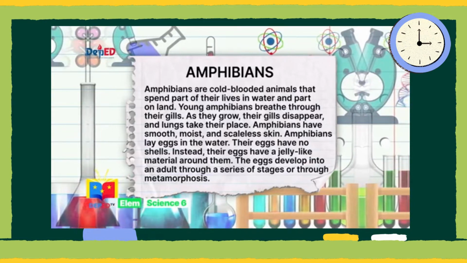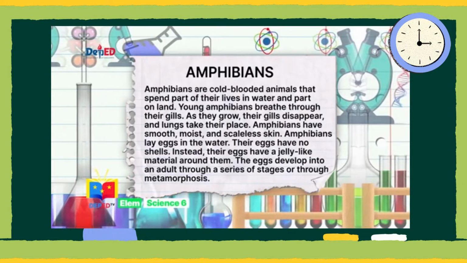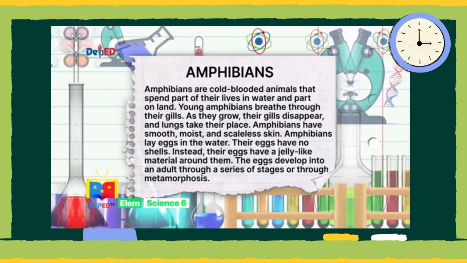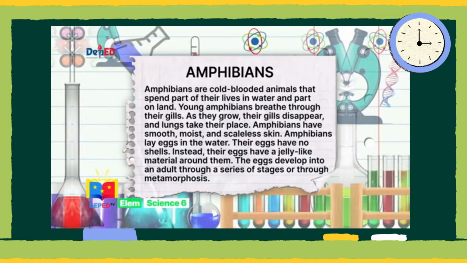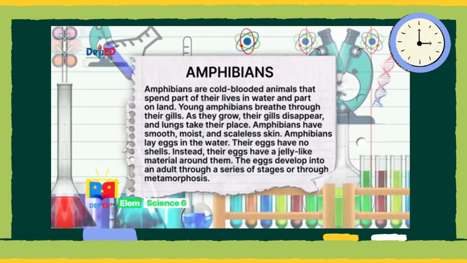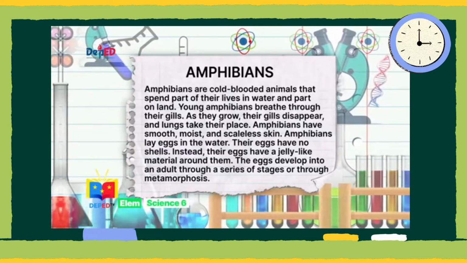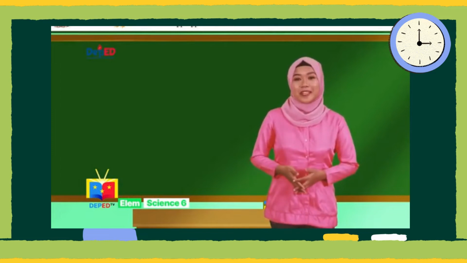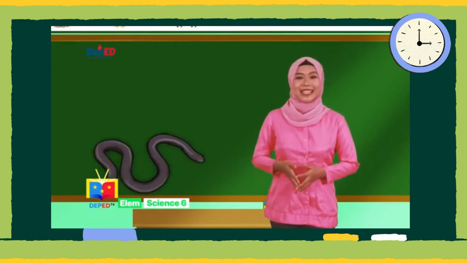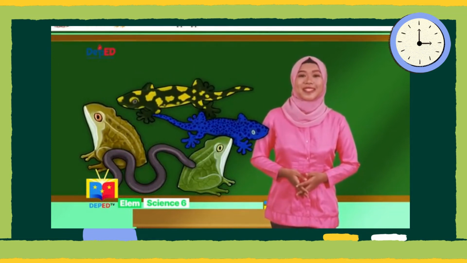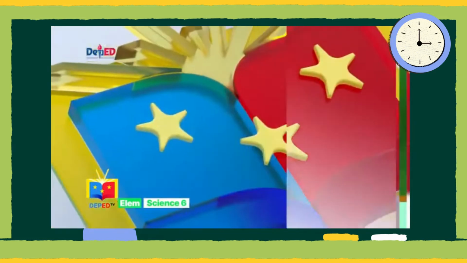Amphibians lay eggs in the water. Their eggs have no shells. Instead, their eggs have a jelly-like material around them. The eggs develop into an adult through a series of stages, or through metamorphosis. Examples of amphibians are caecilians, frogs, toads, newts, and salamanders.